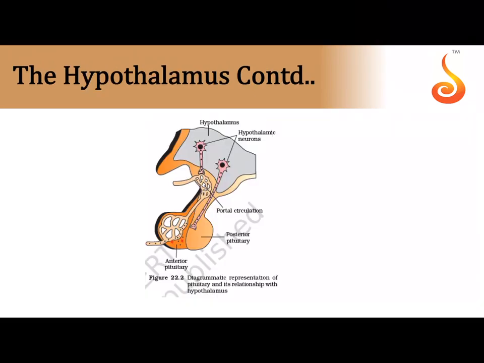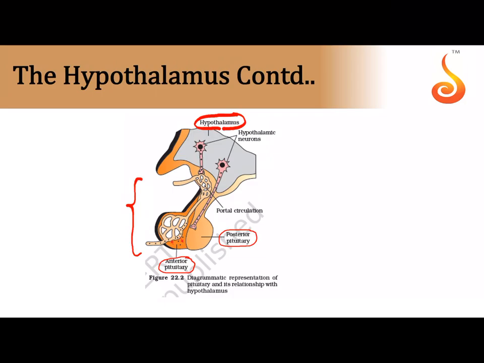Now you can see the hypothalamus, the major part of the brain, and see how a structure is suspended from below the hypothalamus. This structure is referred to as the pituitary gland. You can see the darker orange part which is referred to as the anterior pituitary, and the lighter part which is labeled here as the posterior pituitary. So basically there are two lobes in the pituitary gland. One is called the anterior pituitary and one is called the posterior pituitary.